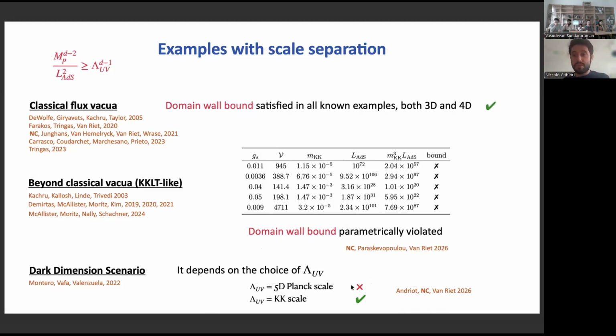We also have to distinguish what we are doing. If we take the ultraviolet cutoff to be the 5-dimensional Planck scale, then the bound is violated. If we take the Kaluza-Klein scale, it's satisfied. So we don't know yet what is the fate of this kind of scenario with respect to the bound I showed you before.